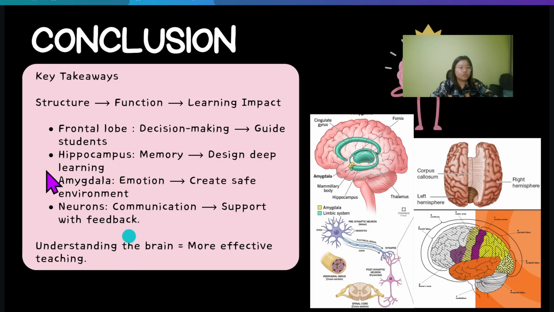Neurons and neurotransmitters are the foundation of everything, focused on communication, supported with feedback, like motivation, memory, and mood. At the end of the day, understanding the brain helps us move from asking what's wrong with this student to asking what's happening in this student's brain and how can we support them. That's the kind of teaching that really makes a difference. That's all for my slide, and thank you.